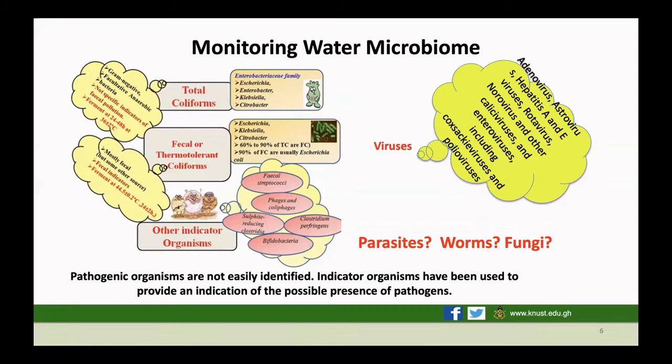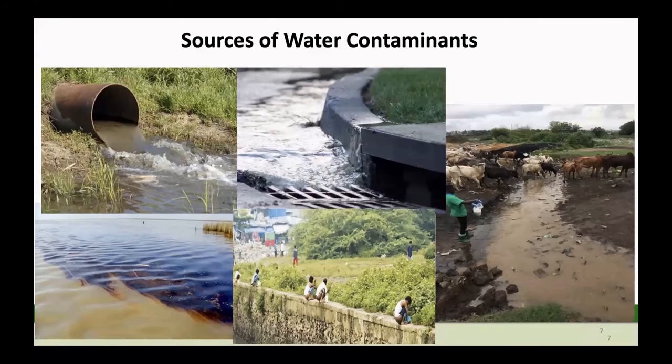But of course, how about viruses? How about parasites? How about worms? How about fungi? Because we know that specific indicator organisms may not easily be identified, but thanks to basic bacteriological methods, we can use some indicator organisms to provide an indication of the possible presence of these pathogens. But if you want to look out for viruses, you may not be able to use the same methods. Maybe for worms, you may see them physically because they tend to be macroorganisms. But how about parasites like Giardia? How about fungi, things you may not see readily? As for viruses, we may even want to monitor the water microbiome for the current coronavirus infection or pathogen.